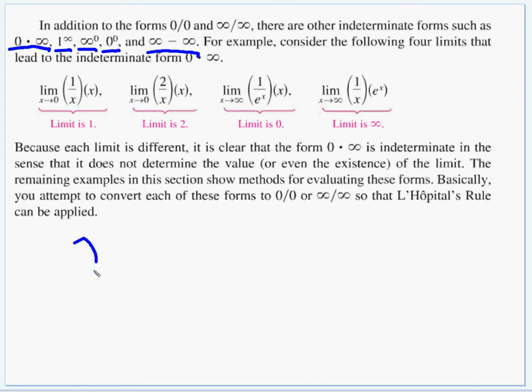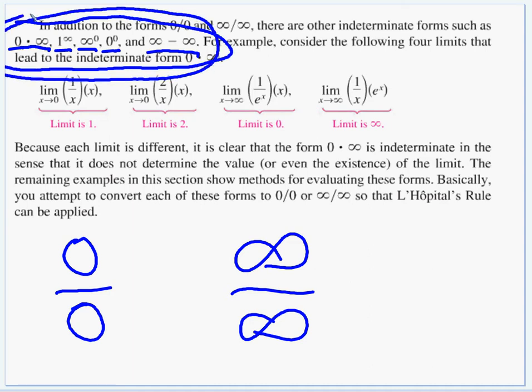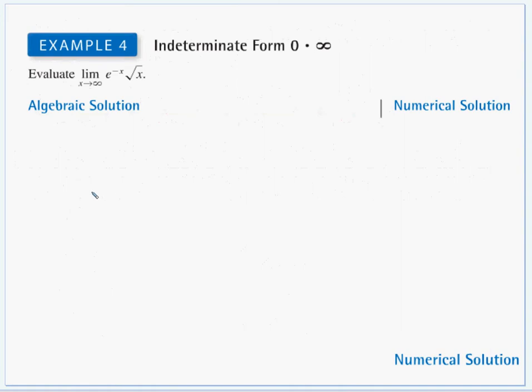Notice we can only apply L'Hopital's rule if it is in the form of a fraction. Sometimes the question that they give you is not even in the form of a fraction. But if you do get one of these indeterminate forms, we can play around with it and turn it into a fraction, and hopefully L'Hopital's rule will be able to be applied, as we may see here in example 4. So evaluate the limit as x is heading to infinity of e to the negative x times the root of x.